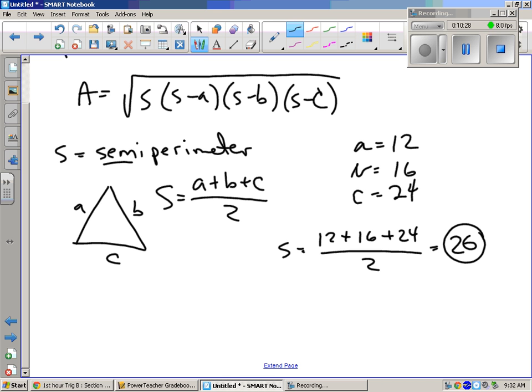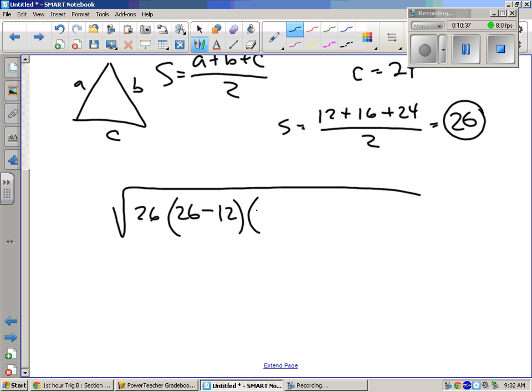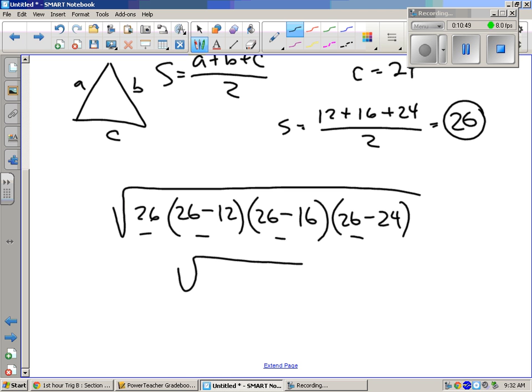All right, so now we need to put that in that big formula. So big square root, 26 times 26 minus A, 26 minus B, and 26 minus C. Okay, now when you multiply all four of these together, I got 7,280, and the square root of that is approximately 85. And then whatever it is, units squared for area.